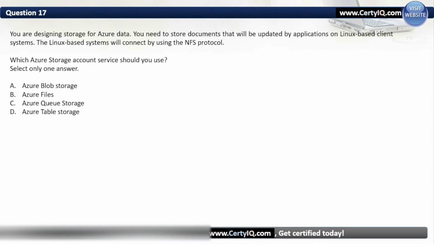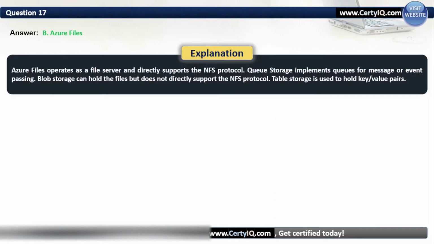The correct option is B. Azure Files. Azure Files operates as a file server and directly supports the NFS protocol. Queue storage implements queues for message or event passing. Blob storage can hold the files but does not directly support the NFS protocol. Table storage is used to hold key/value pairs.